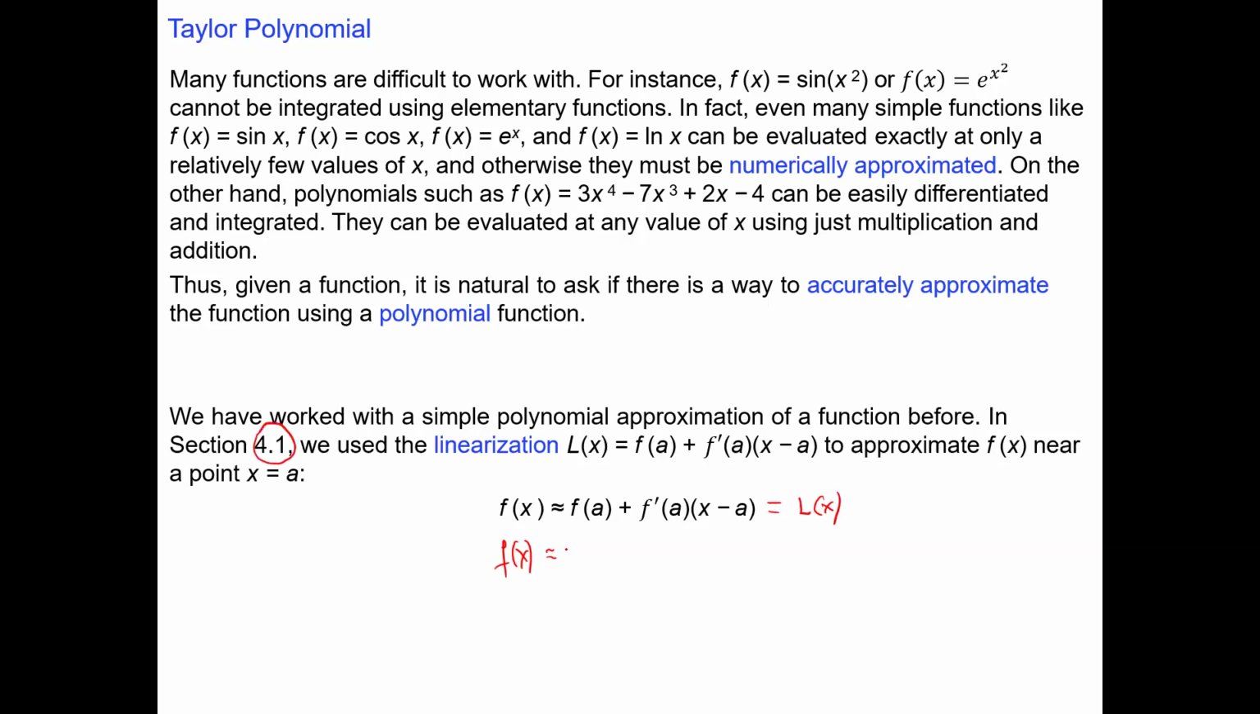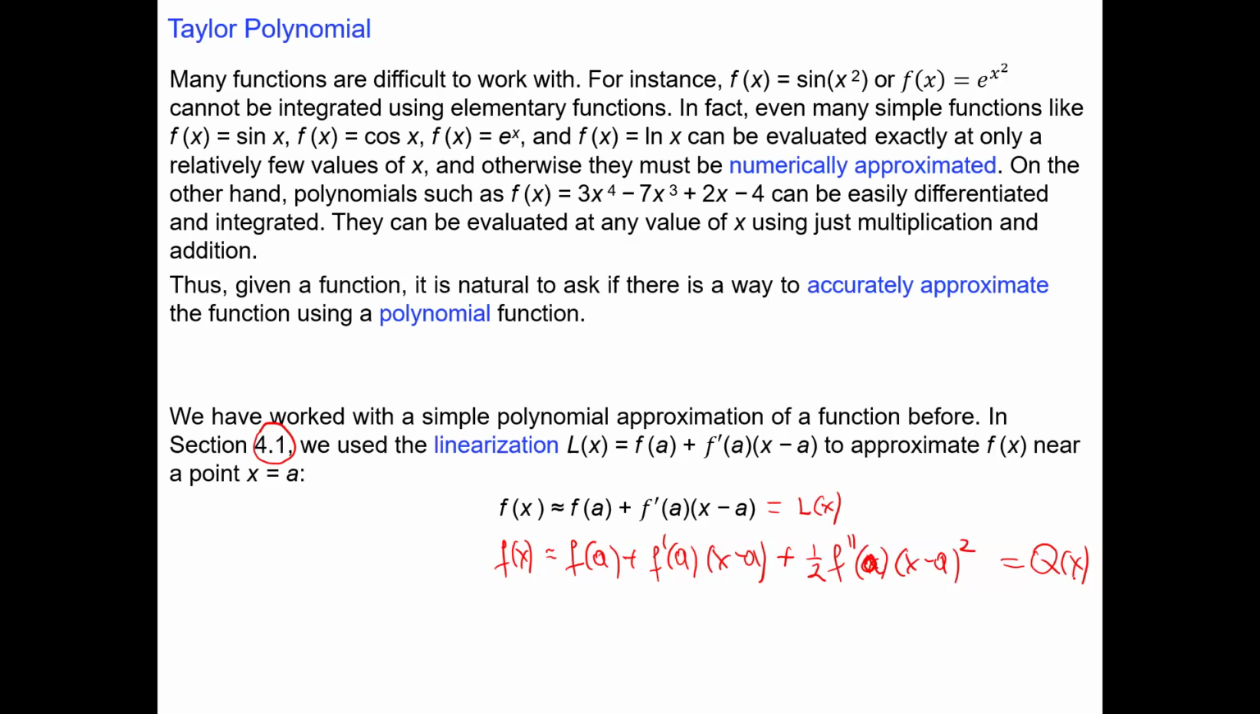The quadratic approximation was defined as f of a plus f prime at a times x minus a, just the linearization. And then we add an additional quadratic term: 1/2 second derivative at a times x minus a squared. That was the quadratic approximation. A parabola will fit a little bit better and approximate the value a little bit more accurately near A.